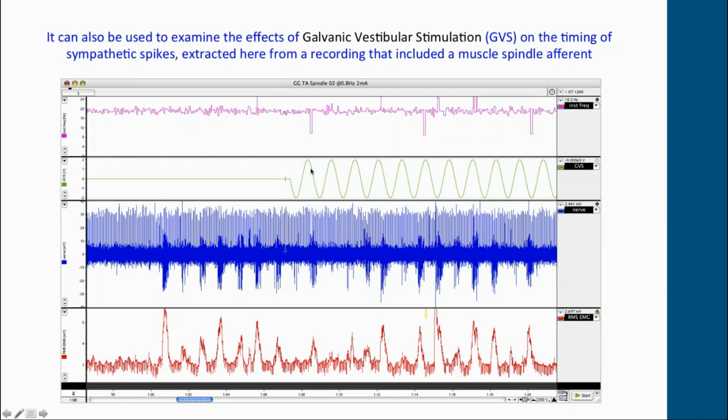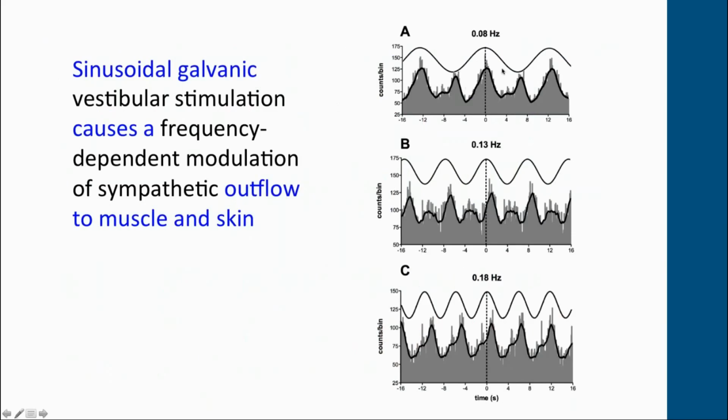And basically, again, using the cross-correlation histogram and autocorrelation histogram functions of spike histogram, we can look at the modulation of muscle sympathetic nerve activity as a function of this vestibular input. We've previously shown that it doesn't have any effect on the spindles, but it does cause marked modulation of muscle sympathetic nerve activity here, as you can see, for 3 different frequencies at 0.08 Hertz, 0.13 Hertz and 0.18 Hertz.